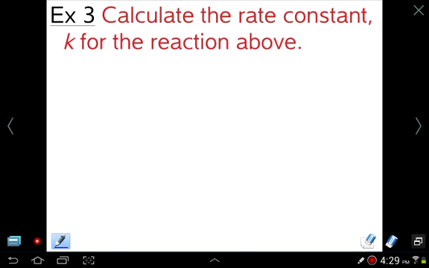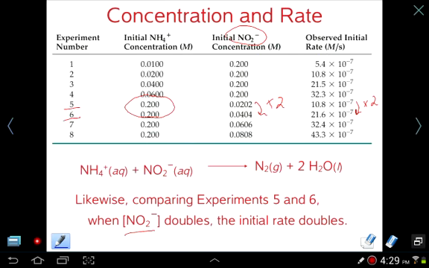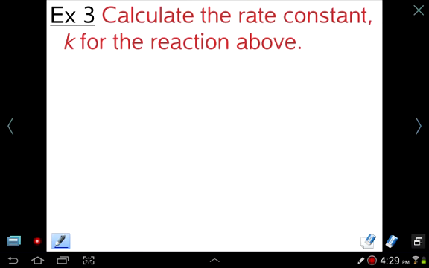Before we do that, we'd like to calculate the rate constant for the reaction above, and the way to do this is by simply taking a look at one of the experiments and taking numbers from one of our experiments. So why don't we go ahead and take a look at the very first experiment. We're going to use all these numbers to come up with our rate constant. So this will be our concentrations, and this will be our rate as we do this problem.